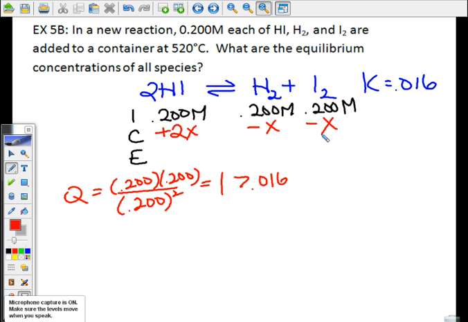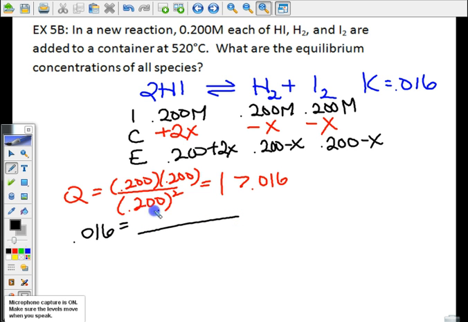So now we know which way to go. If you have 0 somewhere, you have to go in that direction. If you don't have 0, you have to figure out what direction to go in. And then we've got 0.2 plus 2x, 0.2 minus x, 0.2 minus x. This one looks like a lot more fun. I'm going to put the 0.2 minus x squared on top. You see where I'm getting that from? And then 0.2 plus 2x squared on the bottom.